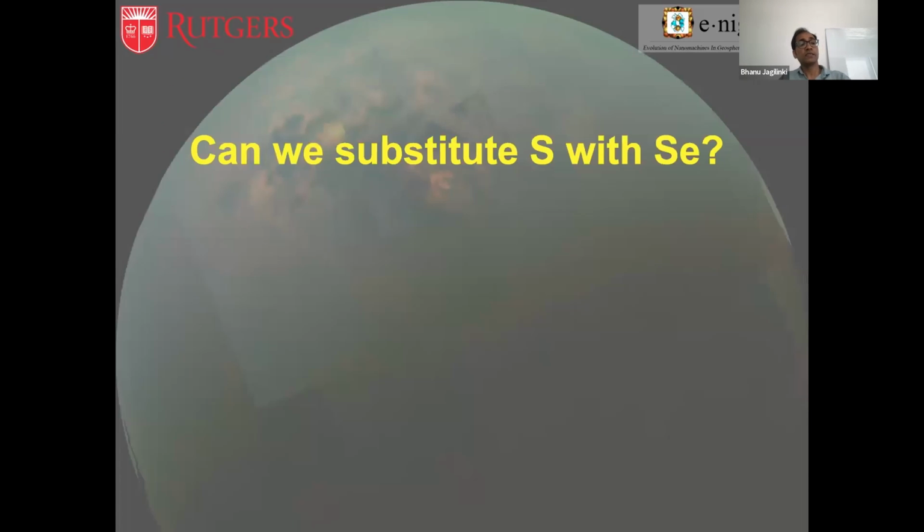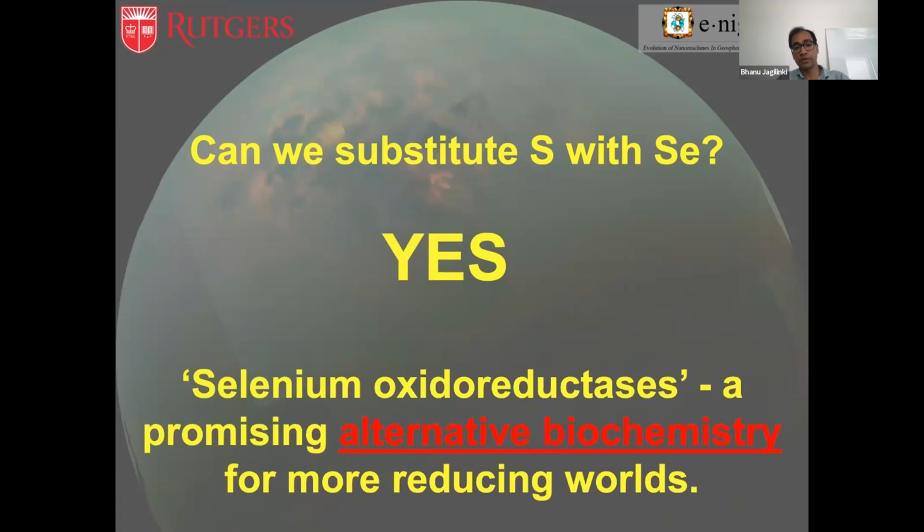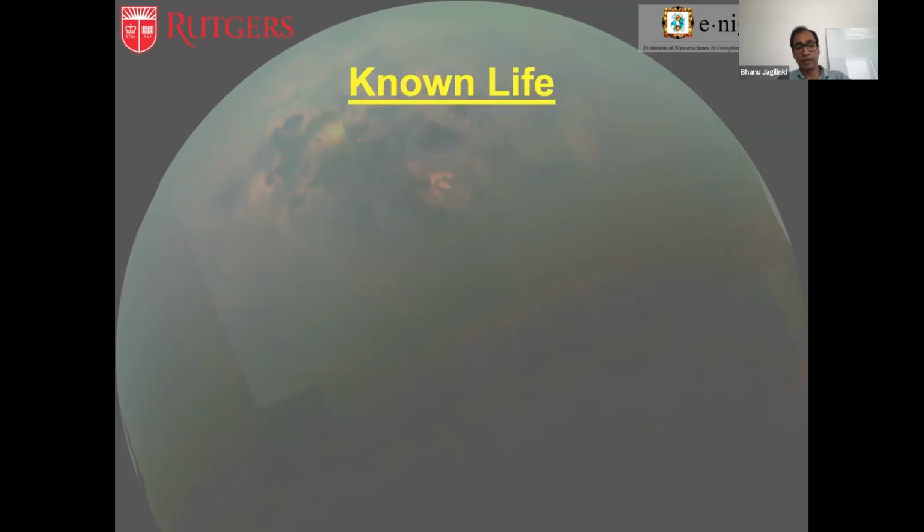Now, because these are so small, we asked ourselves, can we substitute the sulfur with selenium? And the answer is yes. And that's why we wanted to come up with selenium oxidoreductases, a promising alternative biochemistry for more reducing worlds. But before I dive into the data, I just wanted to briefly talk about alternative biochemistries.